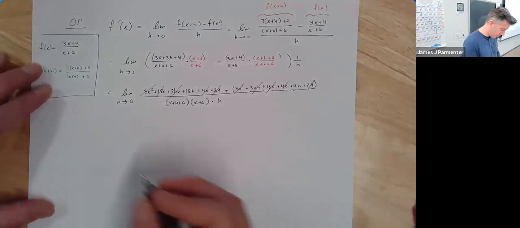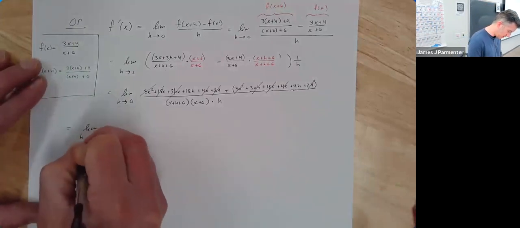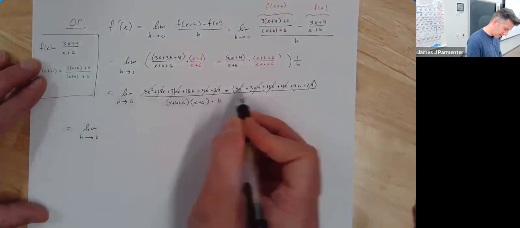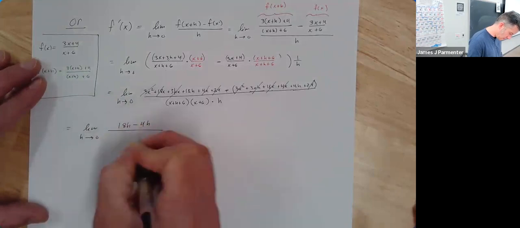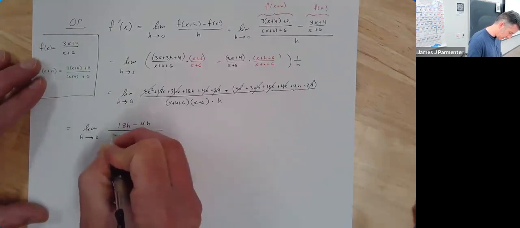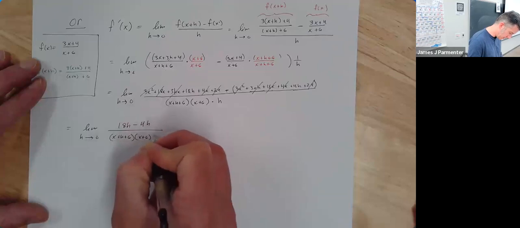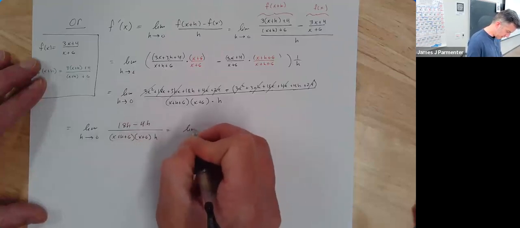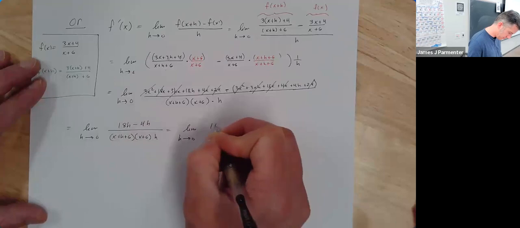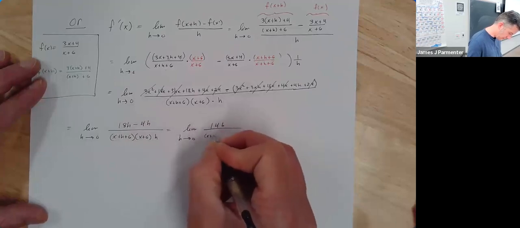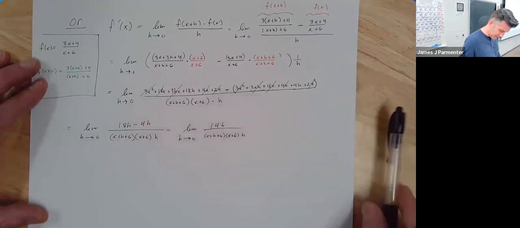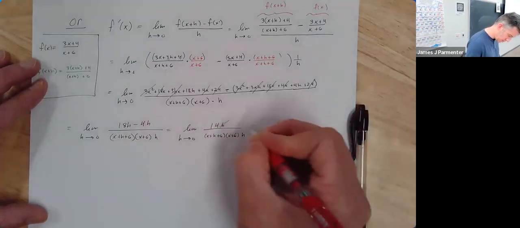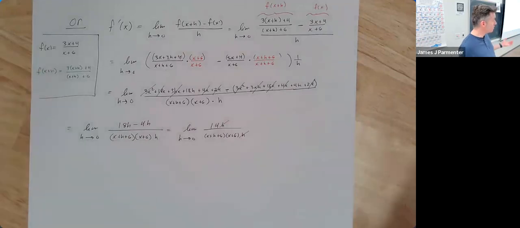Okay, so here's what we're left with after all that. Left with the limit as h goes to 0 of 18h minus 4h all over x plus h plus 6 times x plus 6 times h. The top simplifies as 14h all over the same denominator, x plus h plus 6 times x plus 6 times h. Finally, the h's cancel. Not all the h's, right? Just the ones that are kind of factored out from everything on top and the bottom.